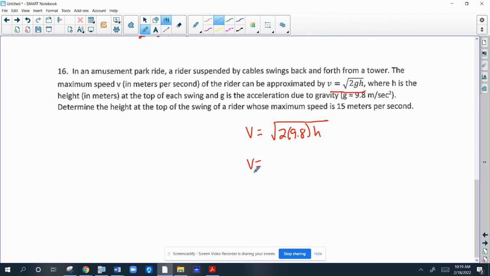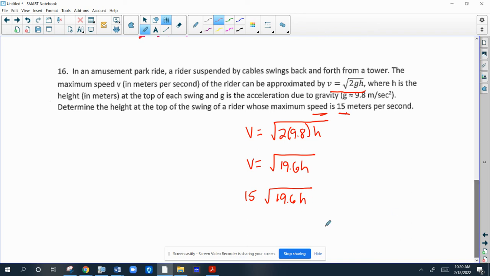Two times 9.8 is 19.6. I just wanted to get that g out of the way because that's just getting in the way. It says g is 9.8, so let's just keep it at that. Now it's saying determine the height at the top of the swing of a rider whose maximum speed is 15. So 15 is the speed, which is v. So that tells me I have to plug 15 in for v. I'm trying to solve for the height. That's good because it's right here.